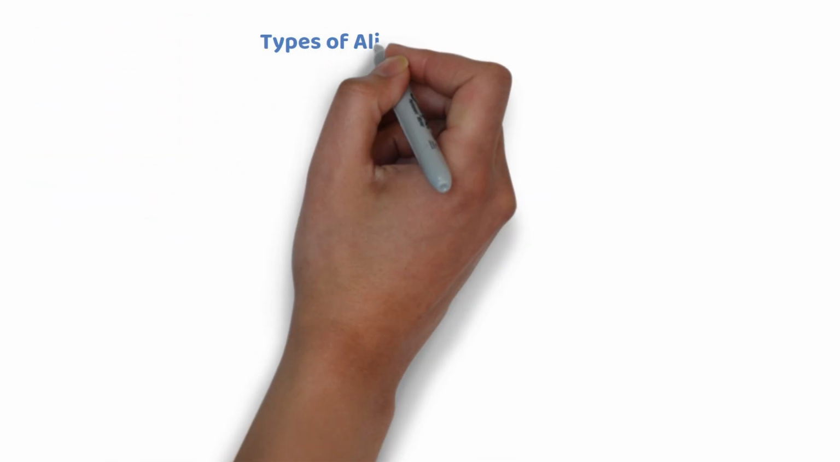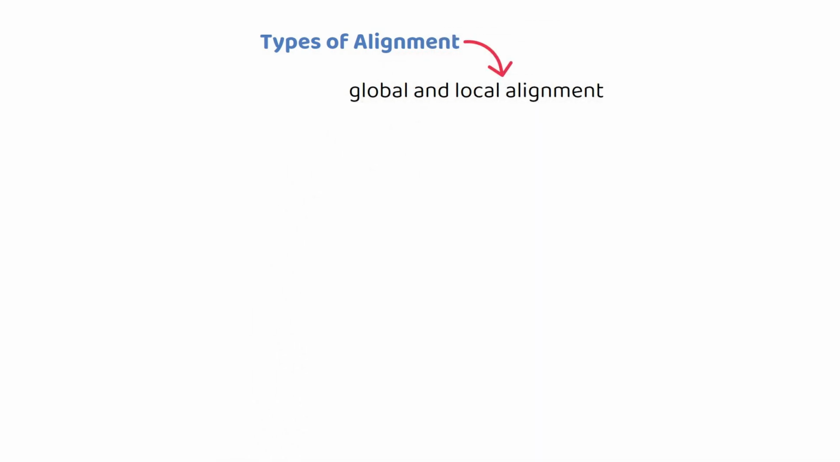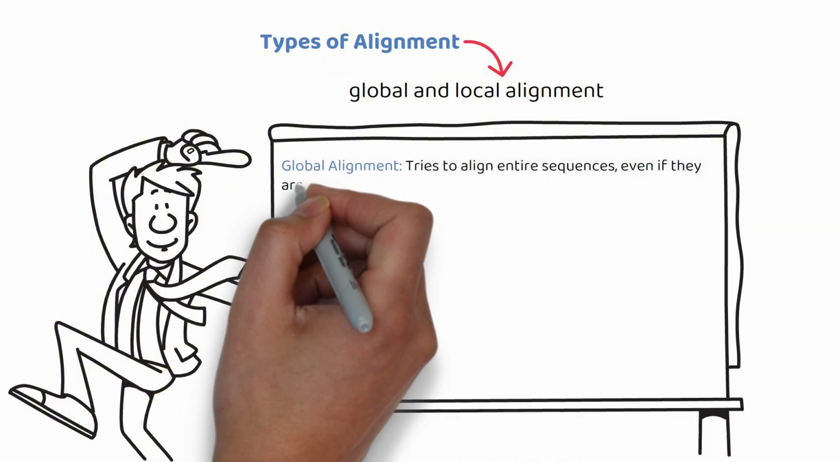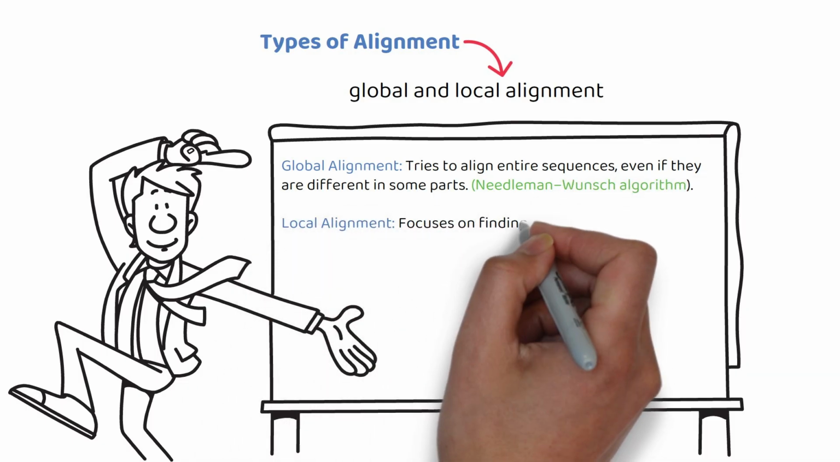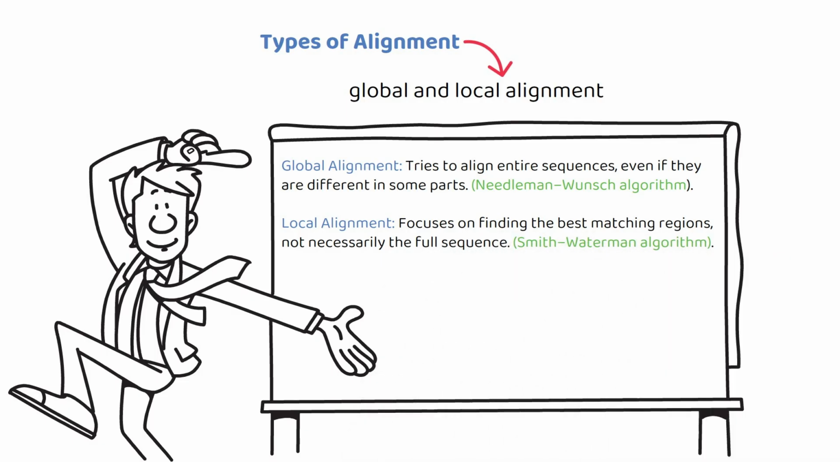Types of alignment. There are two major strategies for sequence alignment, global and local alignment. Global alignment tries to align entire sequences even if they are different in some parts. And local alignment focuses on finding the best matching regions, not necessarily the full sequence.